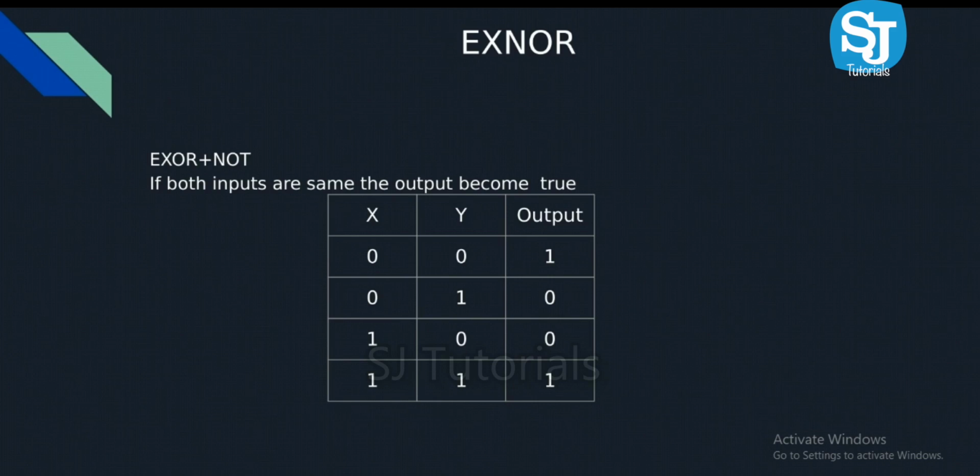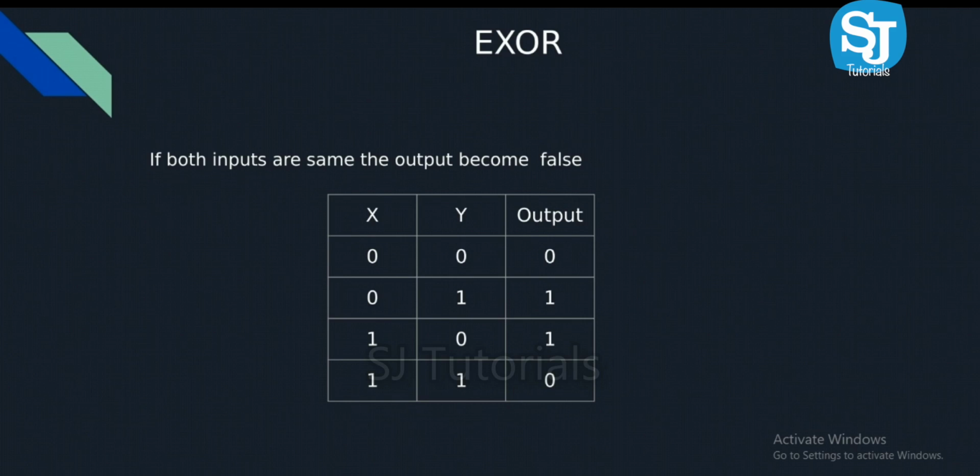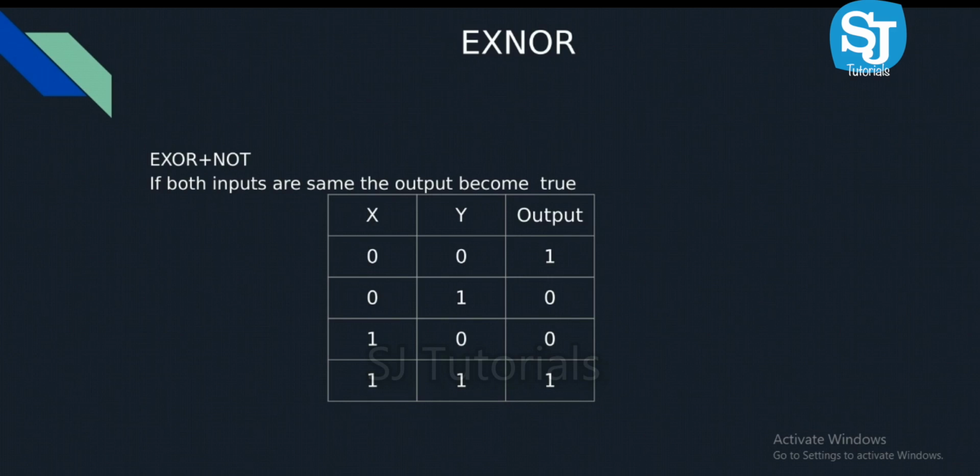In XNOR, both inputs are false or true, the same. That means both inputs are the same, either false or true, we will get the answer true or 1. In this XNOR gate, both inputs are the same, the output becomes true or high or 1. It is just the complement of the XOR gate. That means XNOR is XOR plus NOT.